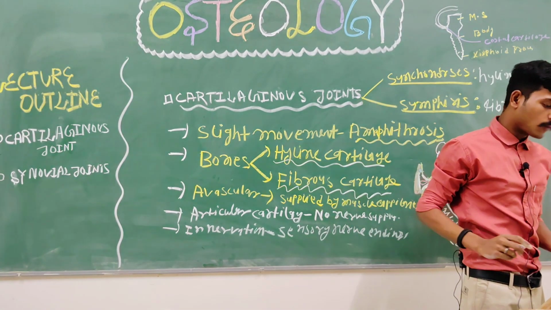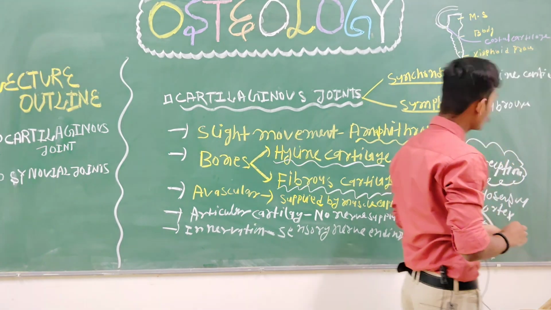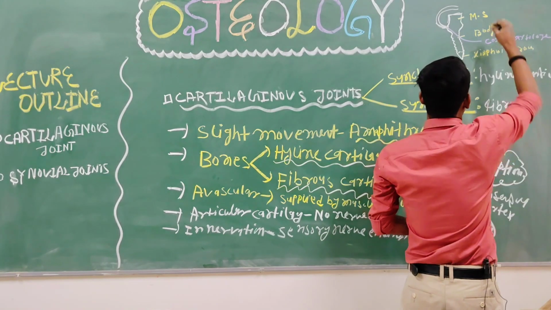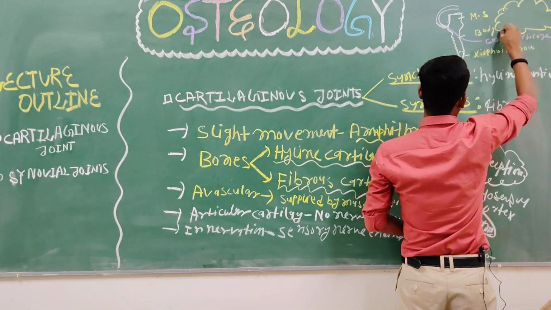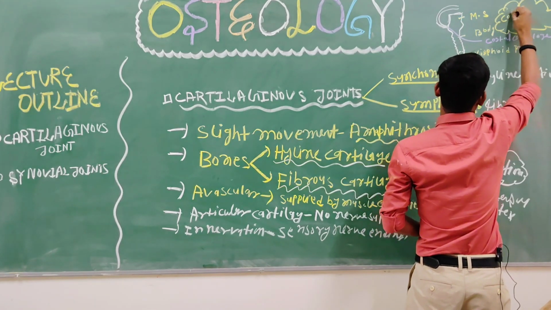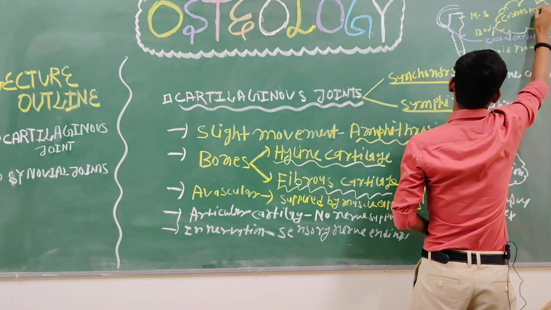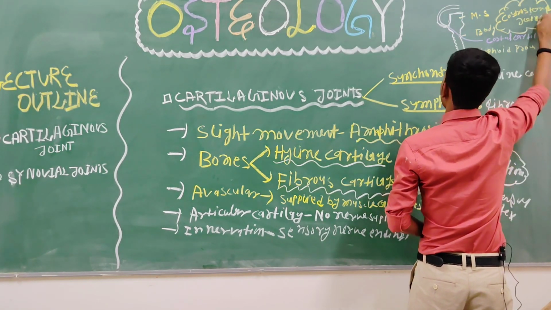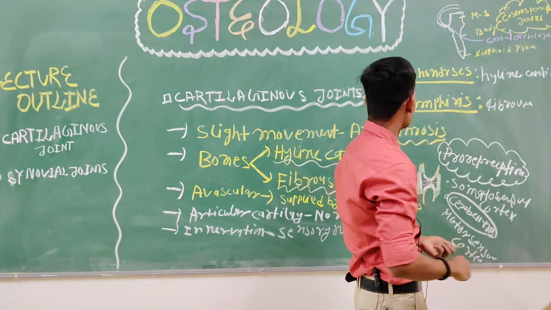And this type of joint is called the costo-sternal joint. Write down this type of joint. This joint is called the costo-sternal joint. It is an example of synchondrosis.